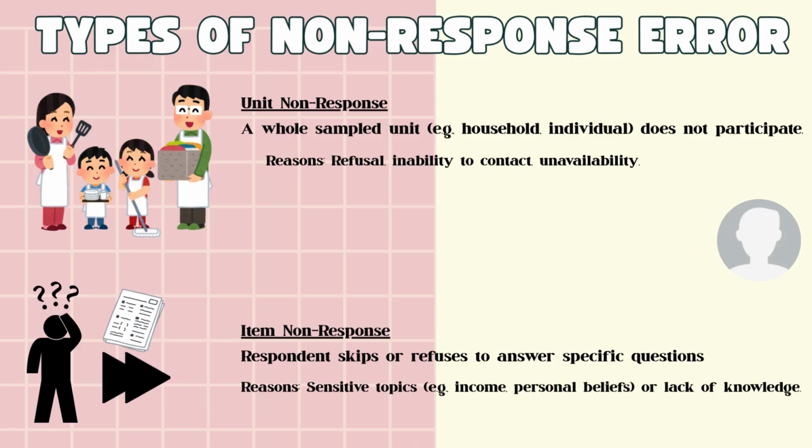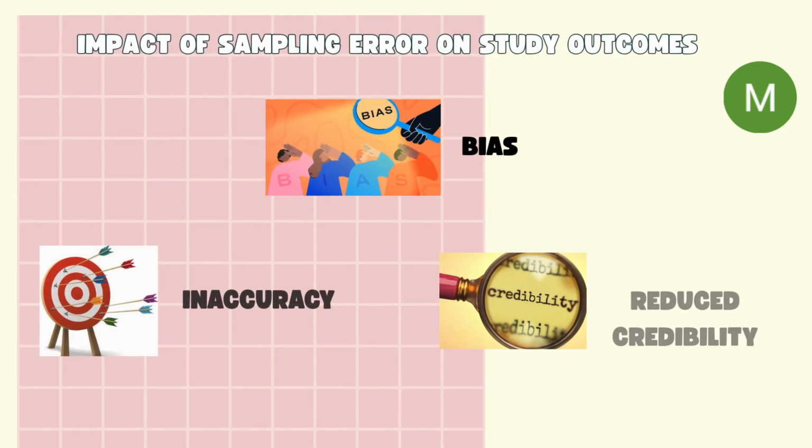This happens when a respondent skips or refuses to answer specific questions, often because the questions are sensitive or the respondents lack knowledge. For example, people may avoid answering questions about income or health. Both types of non response can distort survey results, so researchers must work to encourage full participation and address sensitive questions carefully.